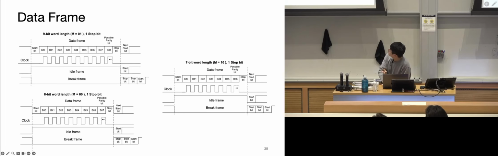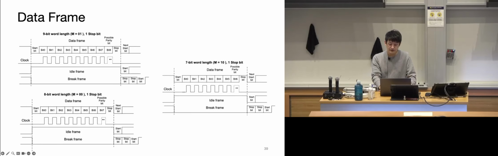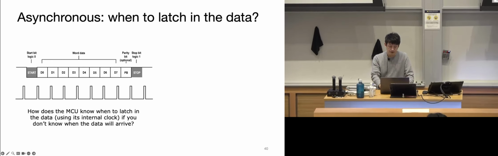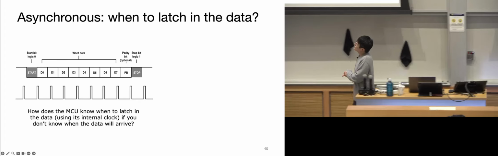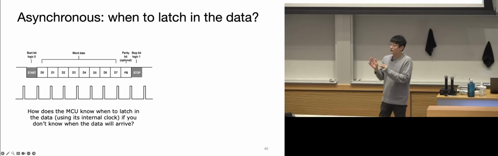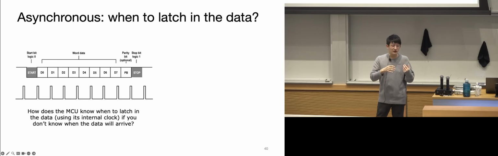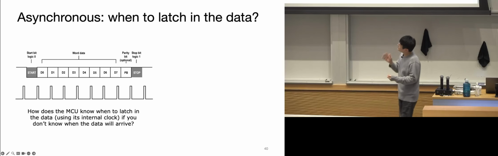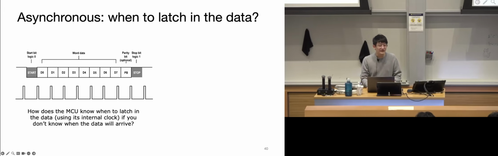This is what it would look like if we have 6, 7, or 8 bits. Oh, sorry. So now it comes to the important question here. How do they know when to latch data, or clock the data from the receiver with its own clock, if you don't know when the data will arrive?